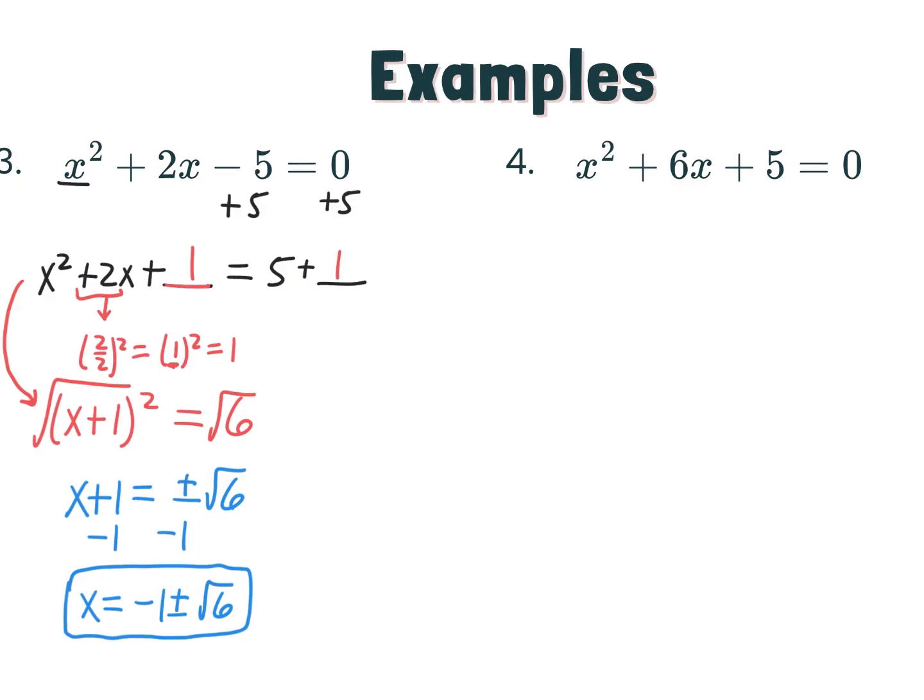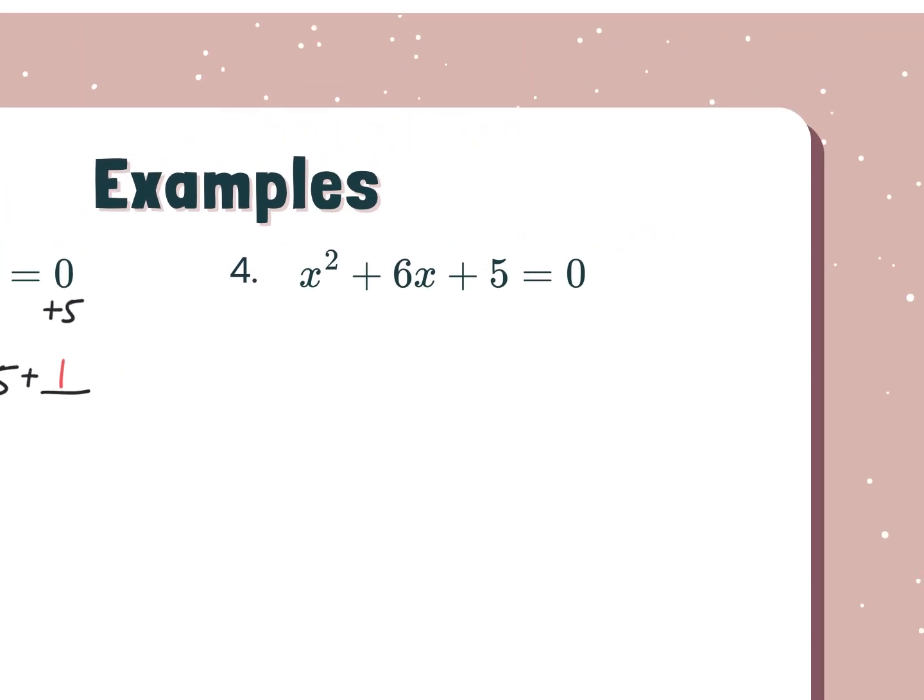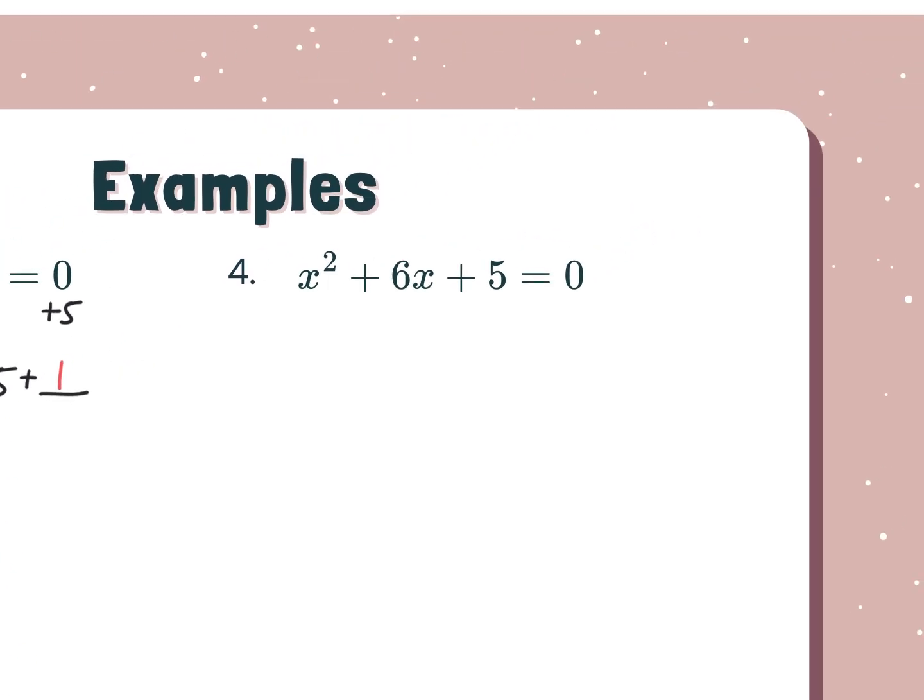Hopefully not too bad now that we've done a couple. We're going to do the next one exactly the same way. So I'm going to go ahead and subtract 5 on both sides. I want the constant on the other side. And so I get x squared plus 6x plus a blank equals -5 plus a little blank. And then what's going to go in that little blank is b over 2 squared.